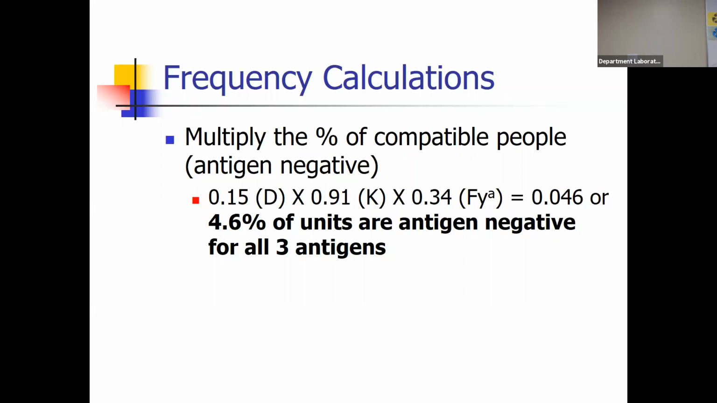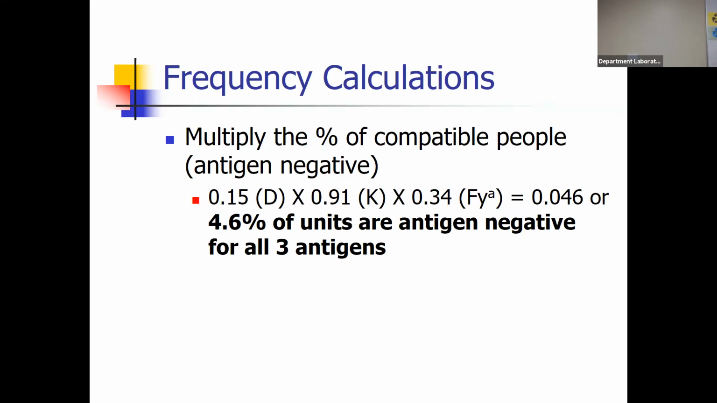I will tell you that 34% of the population is Duffy A negative. However, it might be written differently. It might be written that 66% of the population has the Duffy A antigen. Okay, so you need to be aware of that wording. All right, so 66% of the population have the antigen, only 34% of the population would be compatible. All right, so you guys need to be able to understand that frequency. Okay, so if 66% have the antigen, 34% are going to be antigen negative.